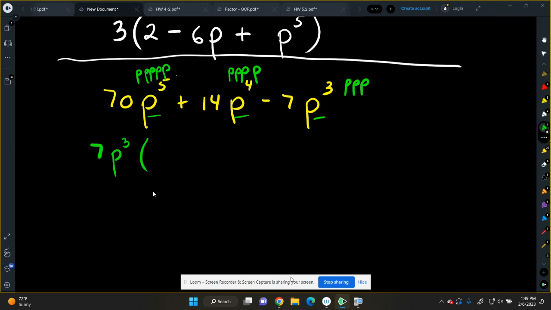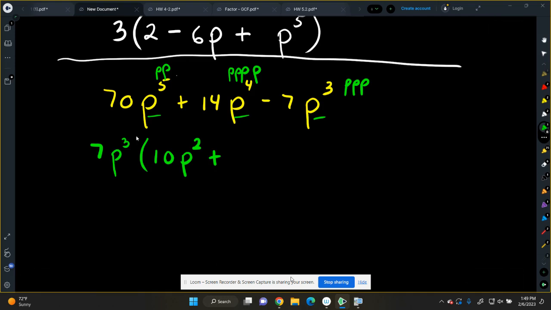All right, now we're going to divide to figure out what's left. If I take 7 out of 70, what am I left with? 10. If I take p to the 3rd out of the p to the 5th, it's going to cancel 3 of these. How many p's are left? P to the 2nd. Yeah, I only have 2 of them left. So I have 10 p to the 2nd left.